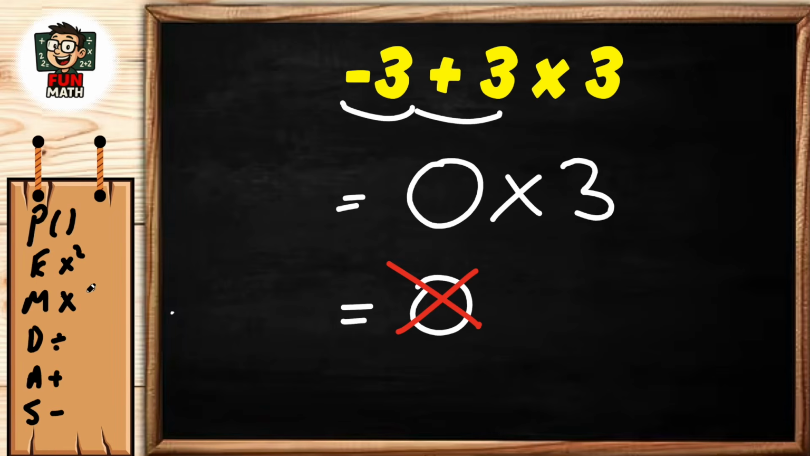Multiplication and division have no order. They are solved from left to right. Similarly, addition and subtraction have no order. They are solved from left to right. Now let's do the solution again.